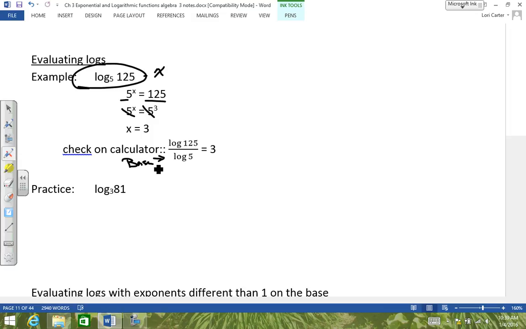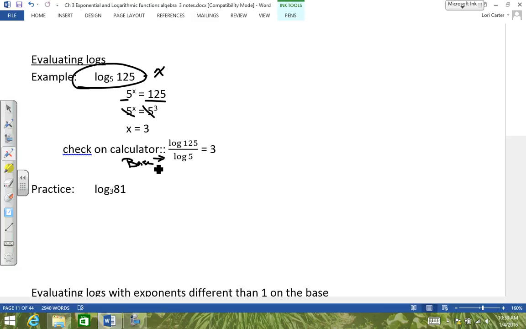Common base law? I got 3, Miss. Are we good? Everybody okay? My calculators are weird, guys. They let you do bases. So be careful with them. Okay, do this one the long way.